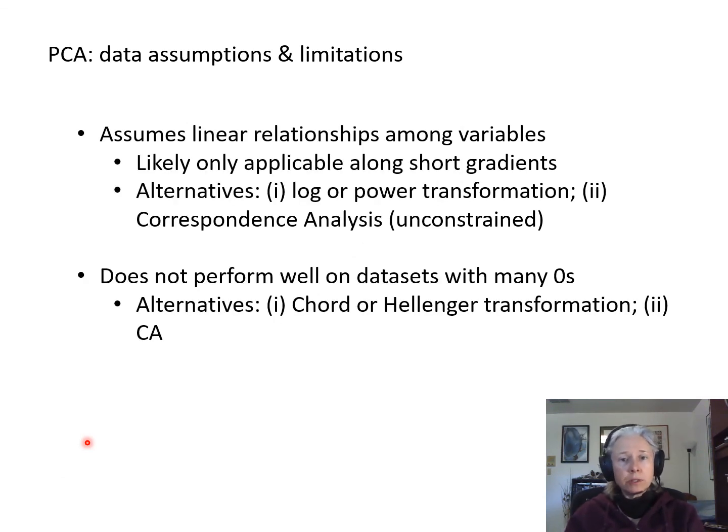If you have such a data set, again, you can try a transformation first, such as a chord or a Hellinger transformation, but you really ought to consider a form of unconstrained ordination that is an alternative to PCA, such as correspondence analysis, which is also called reciprocal averaging.